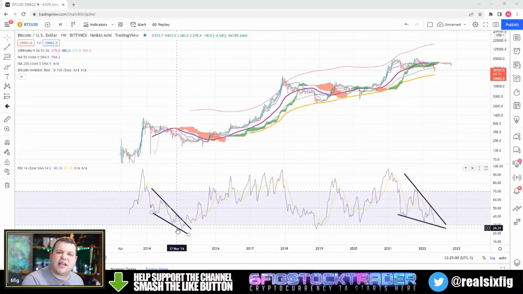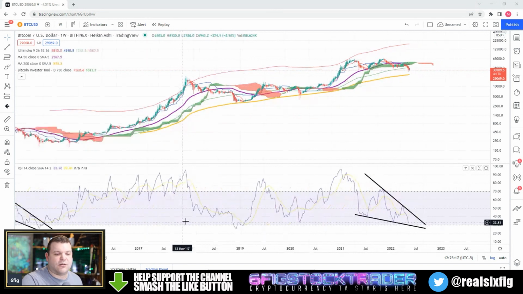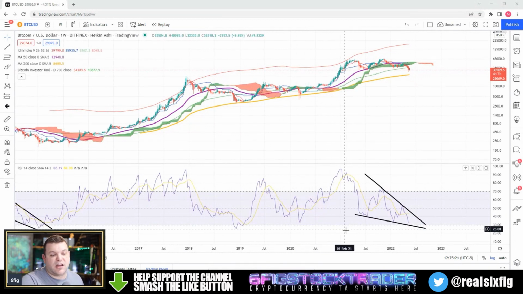Now, the RSI stands for the Relative Strength Index, and it is an index that gauges the strength of the asset you're trading. It ranges from 0 to 100. The higher up you get, the more overbought it is. The lower you get, the more oversold it is. So right now, we have Bitcoin technically in oversold territory, below 50.